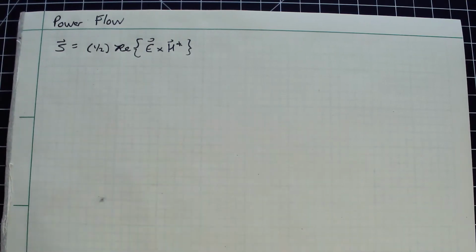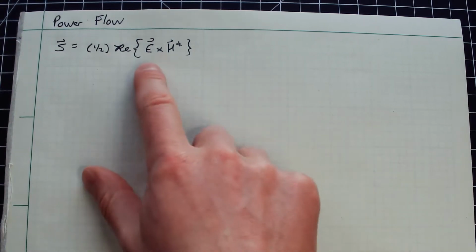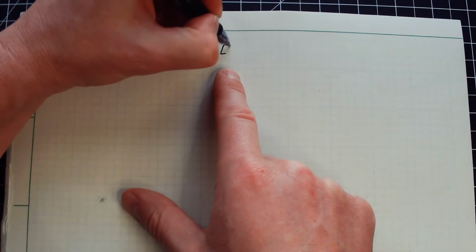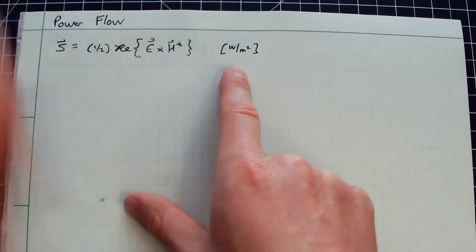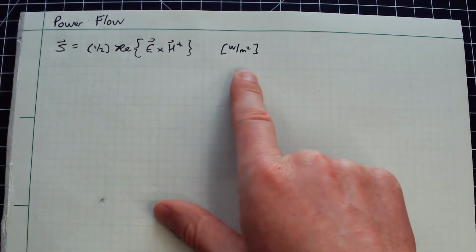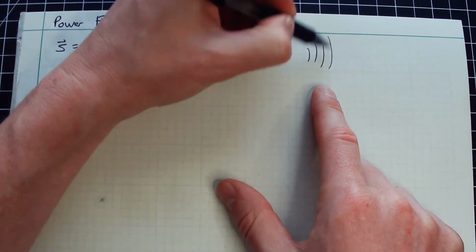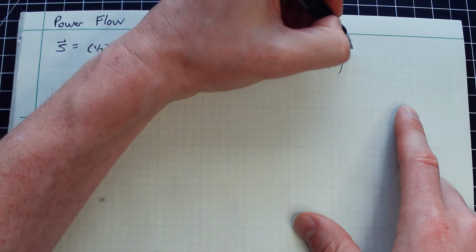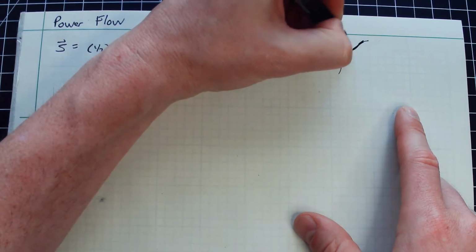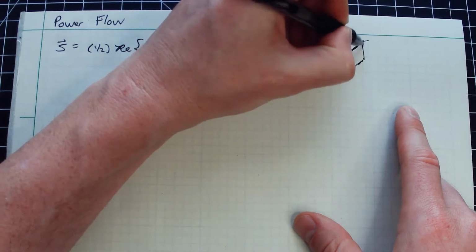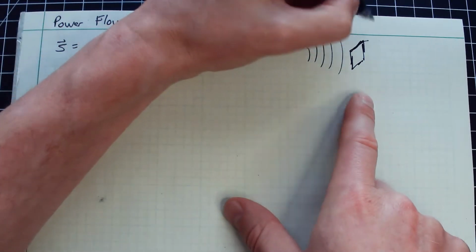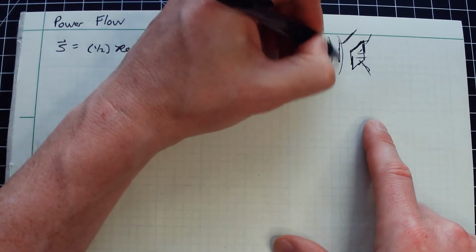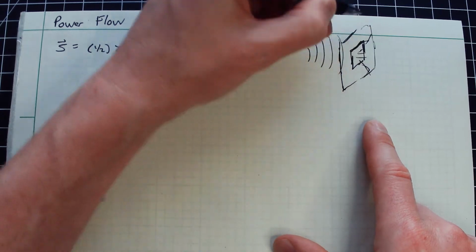You may or may not have learned this in some of your earlier classes, but this particular vector represents the flow of power density. So it has units of watts per square meter. So the idea is you have some electromagnetic wave propagating through space. You have some kind of a square aperture here, and some of those fields may strike this aperture and maybe propagate through it. So you imagine maybe it's a screen with a hole in it.